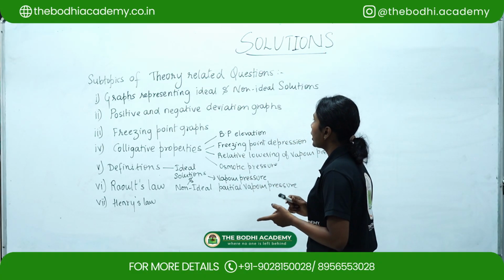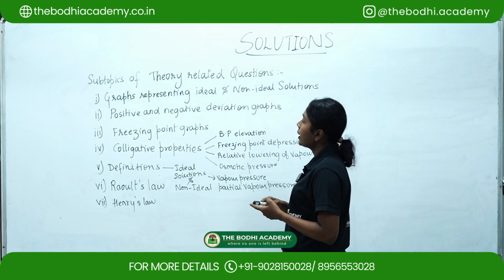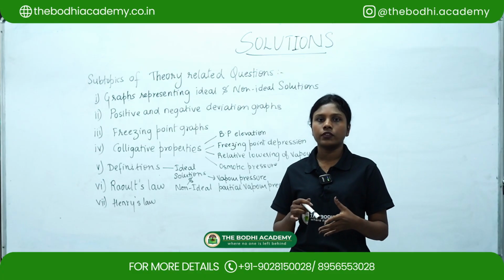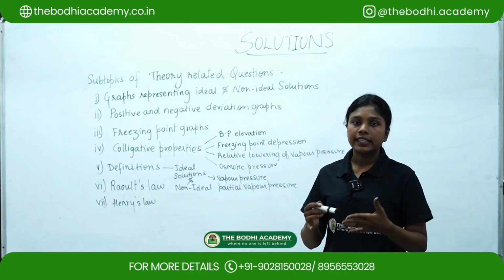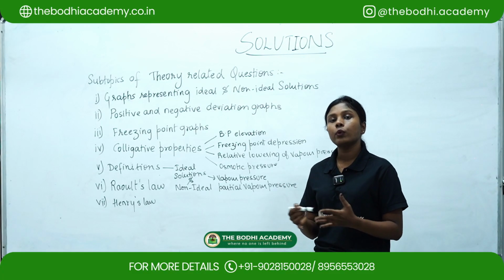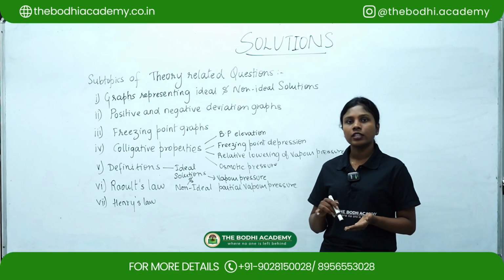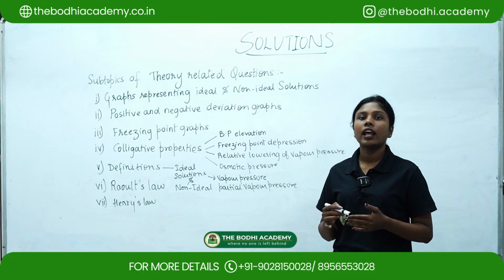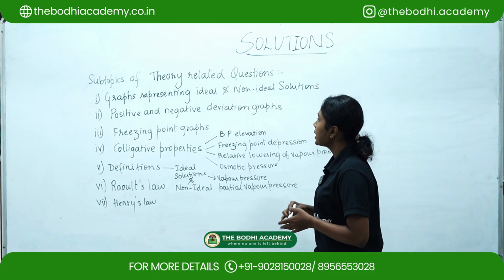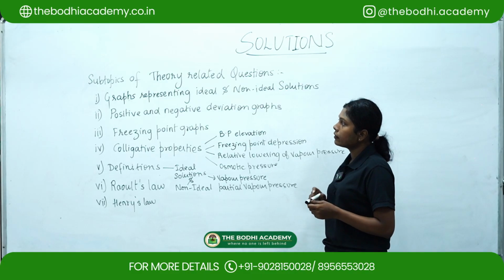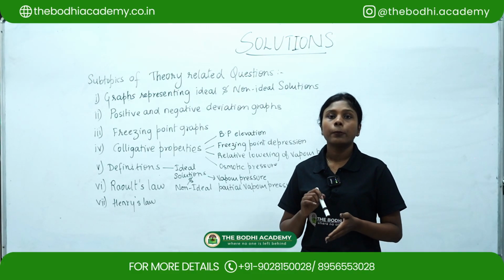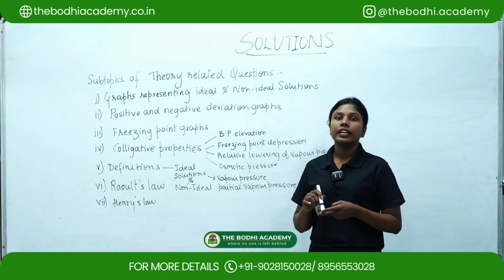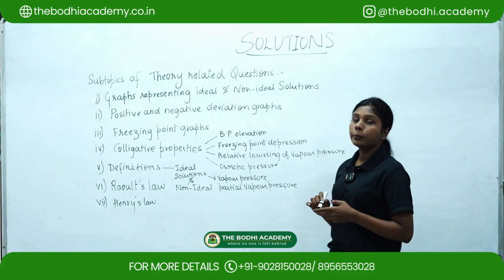So over here, first one is the graph representing ideal and non-ideal solutions. Now this is a very important part wherein they give you different solutions with regards to examples, and you have to identify which of them is going to be an ideal one and which is going to be a non-ideal one. So with regards to that, you have to draw the graph. Second one, this is very important, positive and negative deviation graphs. Okay. Multiple years questions have been asked on the positive and negative deviation graph. So this has to be completely thorough.